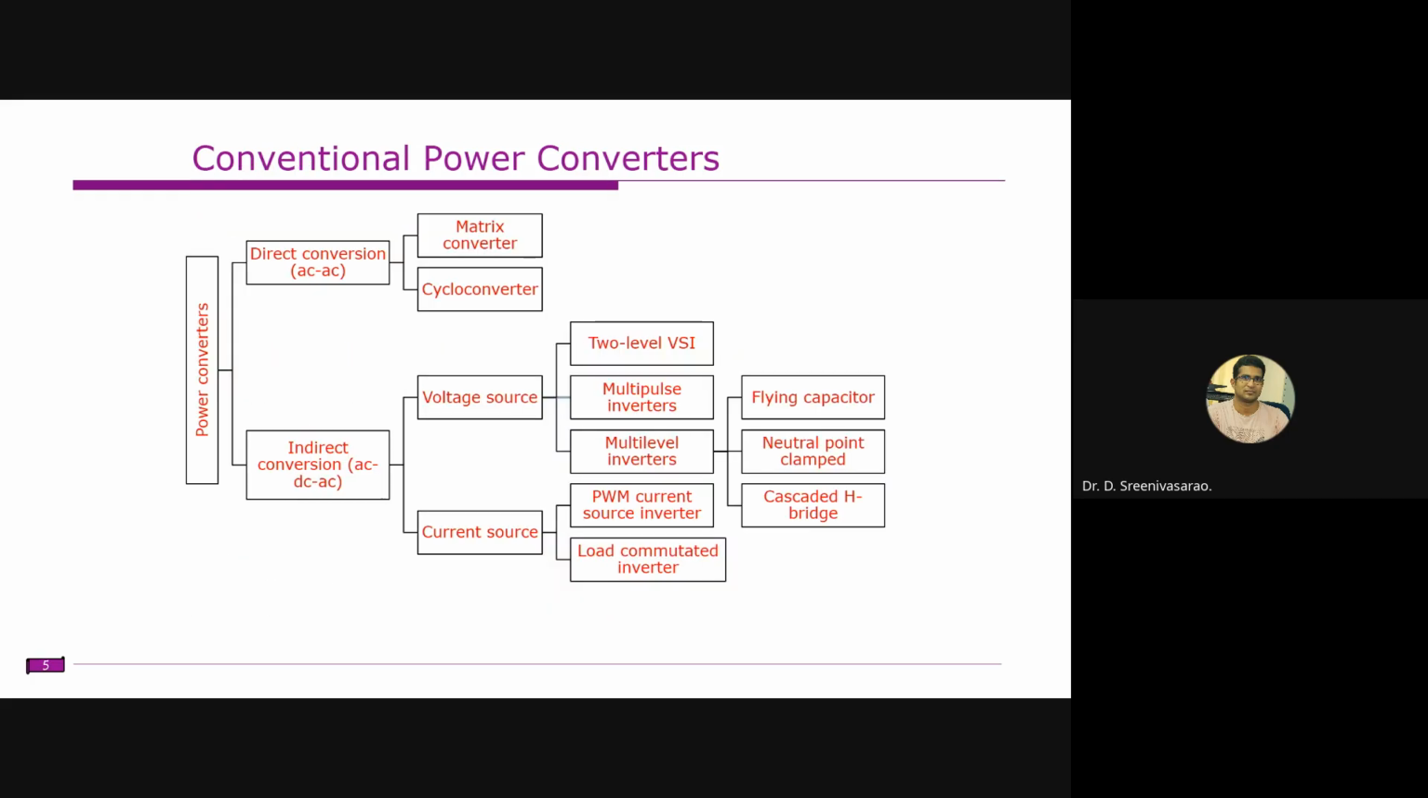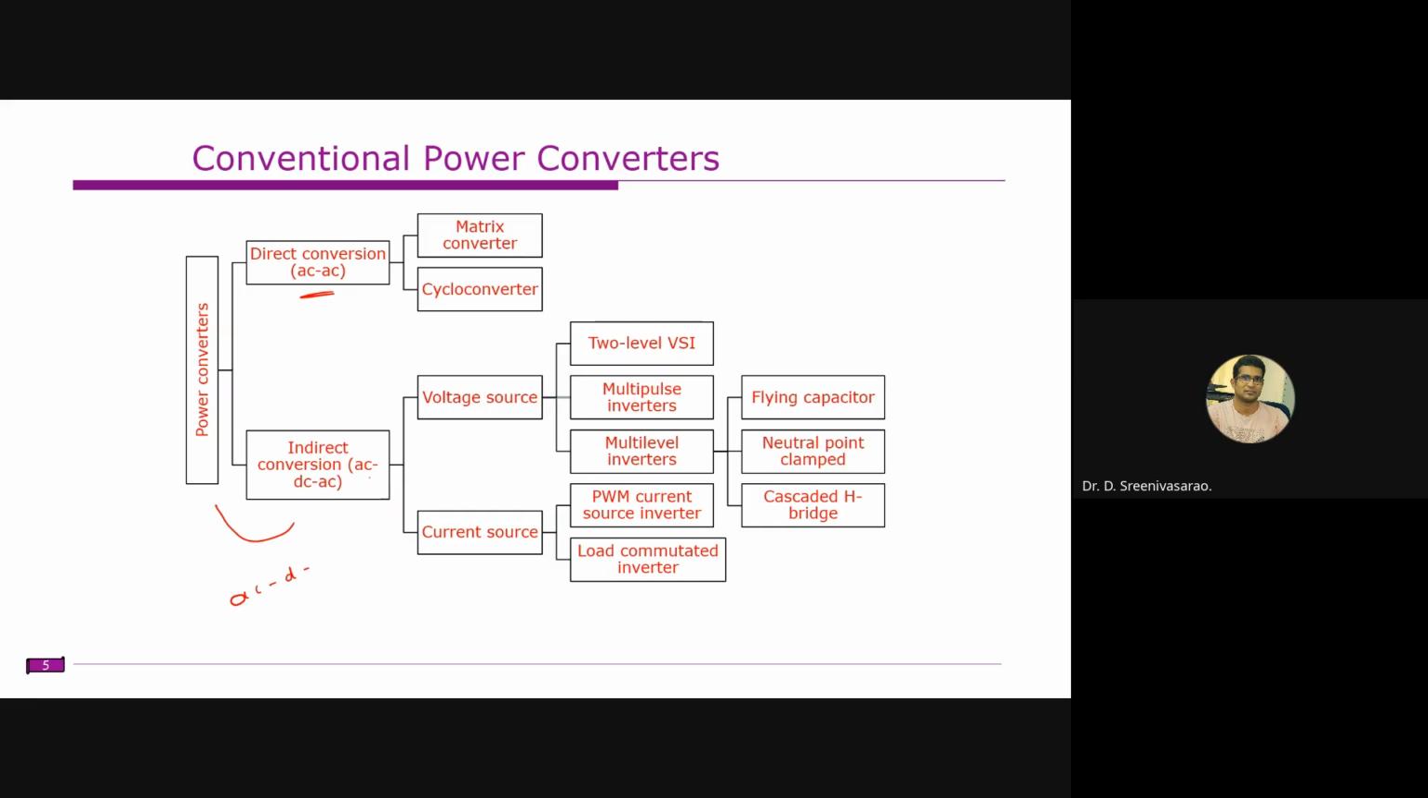So we have several converters. Like power converters, one is the AC to AC converter, or direct converter. Maybe indirect conversion, where AC is converted to DC first, and DC is converted back to AC. For applications like motor drives, we normally require AC to DC, and again DC to AC. Similarly for wind turbines, we also require AC to DC, and again DC to AC, which can ultimately integrate to the grid.